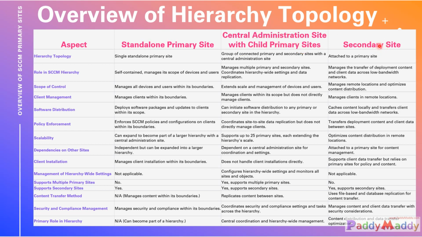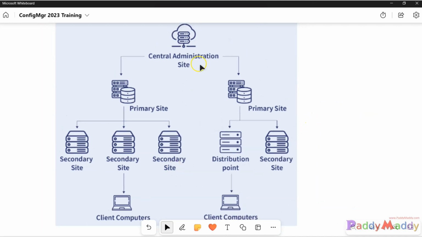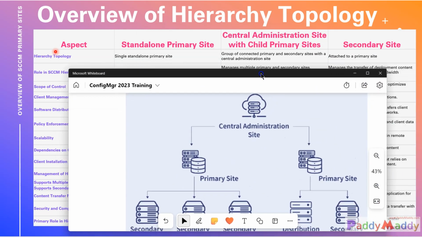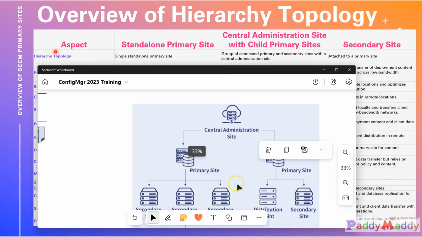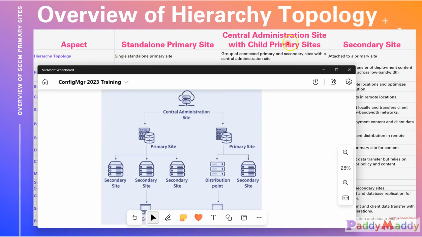Now let's have a look at it. When you talk about the hierarchy topology, it is very similar to this kind of drawing that you might have, right? Within this drawing, it represents a central administration site with at least one child site as the primary site. That's what is represented from a hierarchy topology point of view.